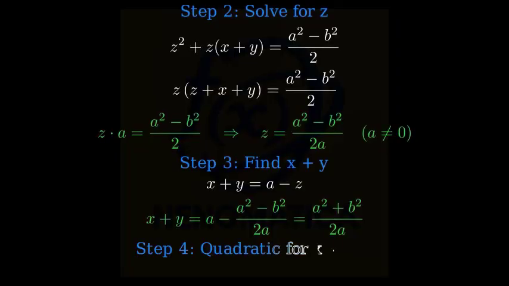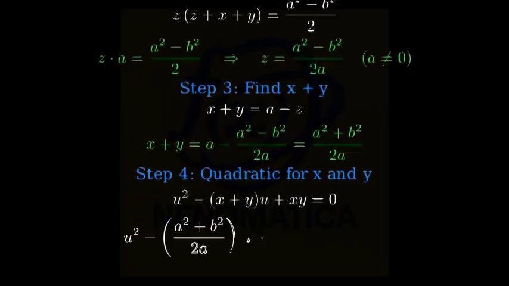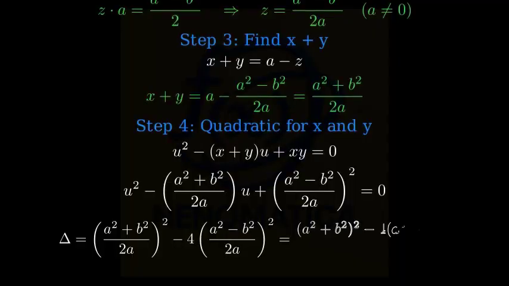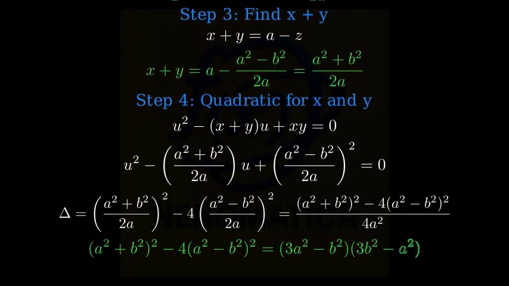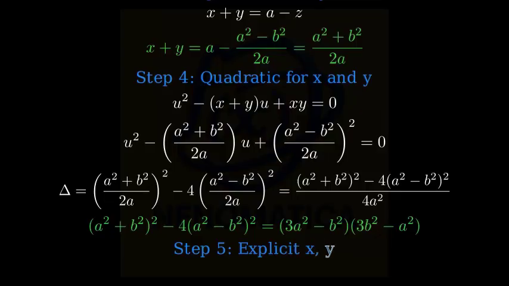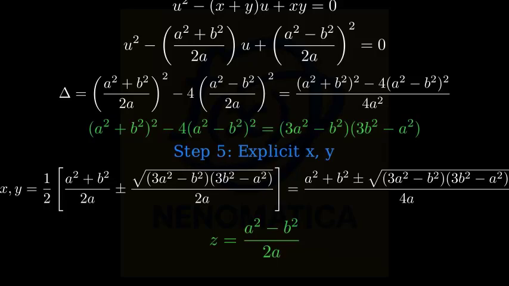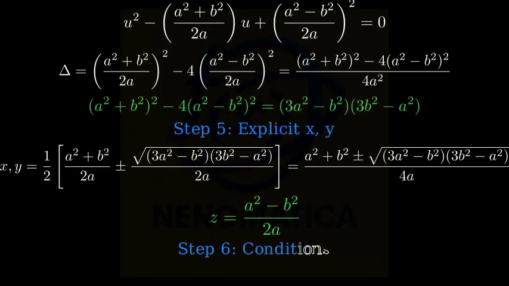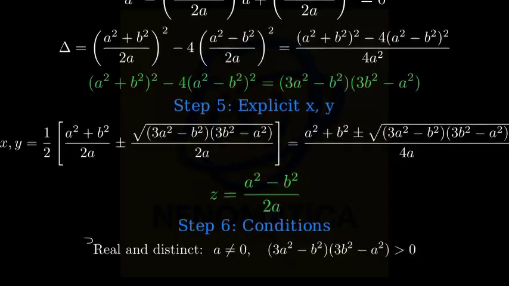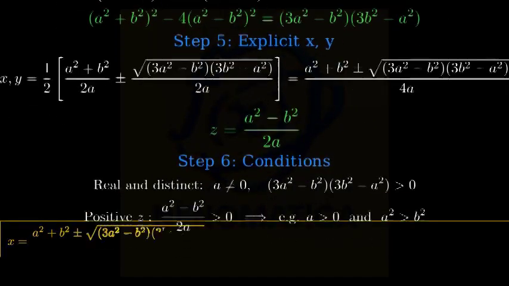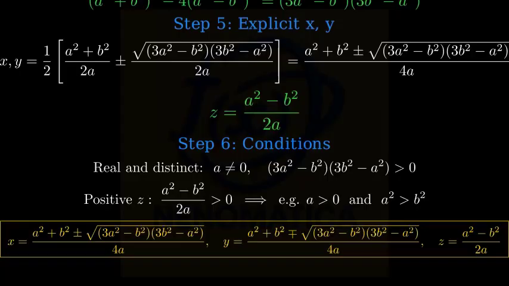Step 4. Treat x and y as the two roots of a quadratic with sum and product known. The variable u stands for x or y. Step 5. Apply the quadratic formula. Notice the symmetric plus-minus pair gives x and y. Finally, conditions. For real and distinct x and y, the discriminant must be positive and a must be non-zero. That is (3a squared minus b squared) times (3b squared minus a squared) greater than 0 and a not equal to 0.